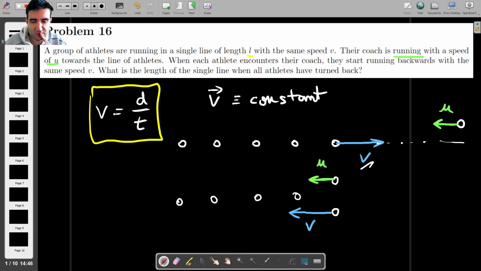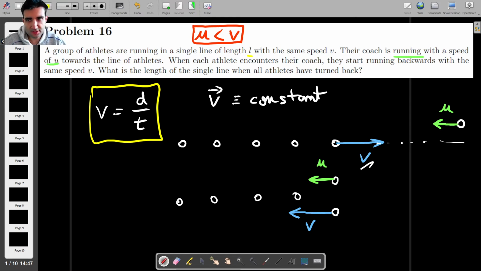Now I just realized the question doesn't actually make it clear that u is less than v, but it should. This is one thing that should be in the question, which is u being less than v. Just assume that's the case. I think this question forgot to mention it, but it's a true statement. So let's think what happens as this keeps going.